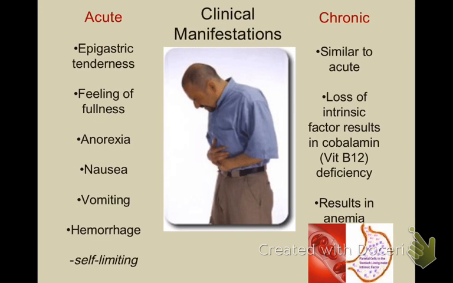All right. So chronic is similar to acute, but what you want to remember with chronic gastritis is you're losing your intrinsic factor, which is going to result in your vitamin B12 deficiency, and that's because the parietal cells become depleted over time because this is a chronic issue. When you don't have enough vitamin B12, it's going to result in anemia. Like on your CBC, you're going to see anemia, but we'll get there.